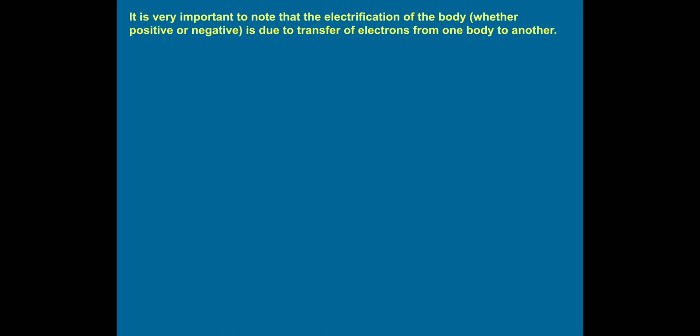It is very important to note that electrification of a body, whether positive or negative, is due to transfer of electrons from one body to another. Okay, means electrification acquired by the body is due to transfer of electrons from one body to another. In first case electrons transferred from glass rod to the silk. In second case, electrons were transferred from the fur to the ebonite rod.